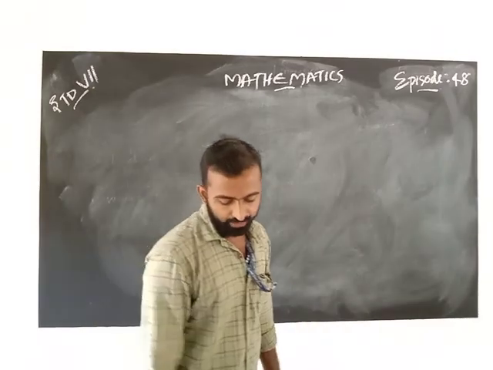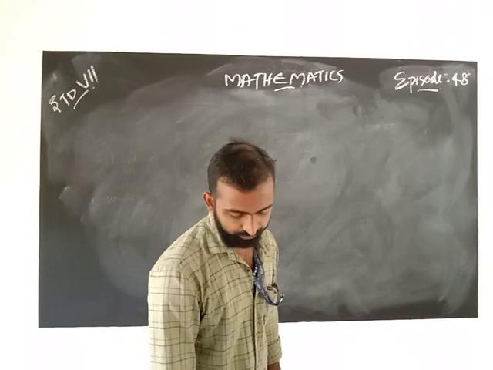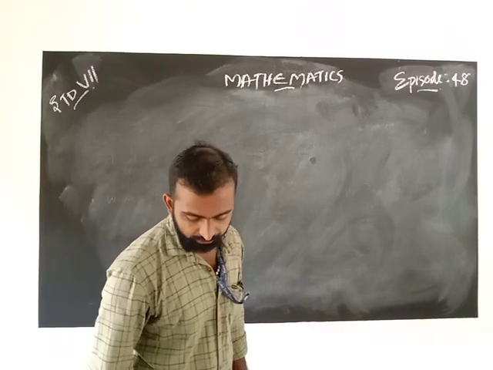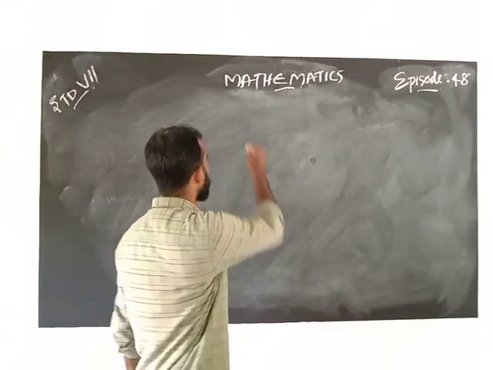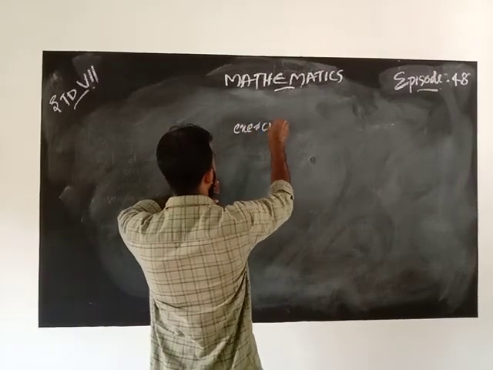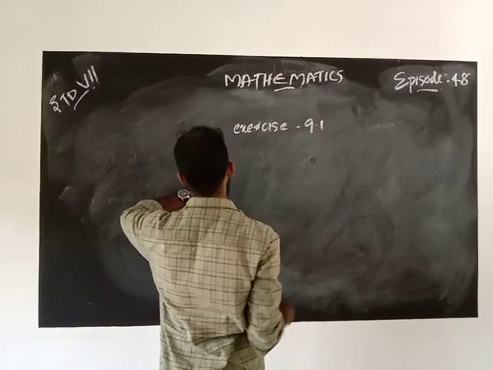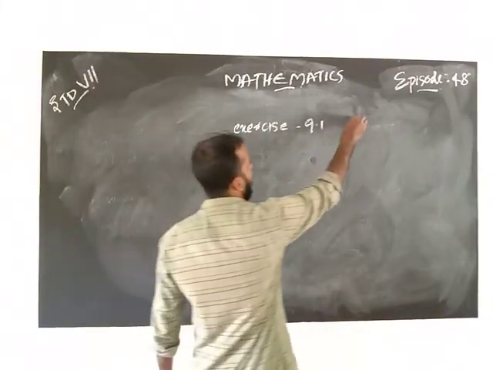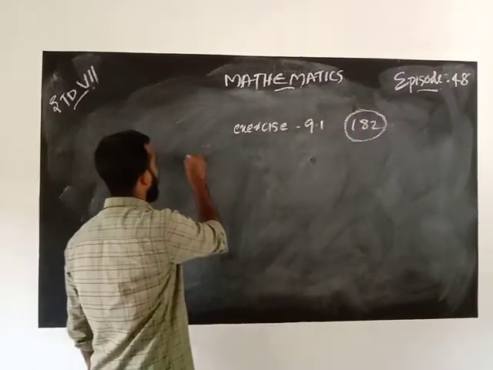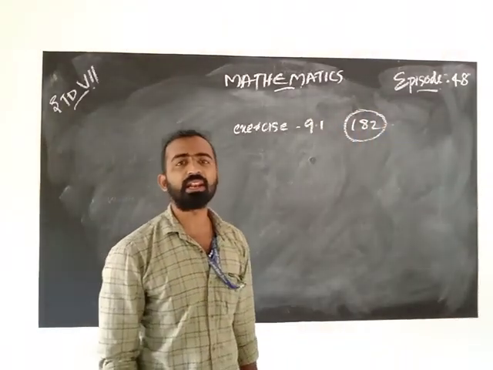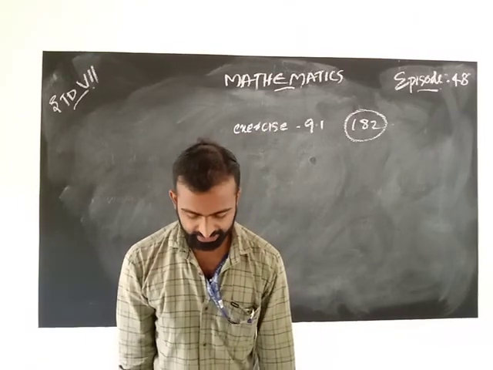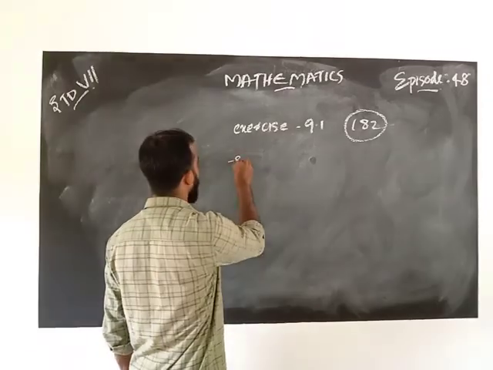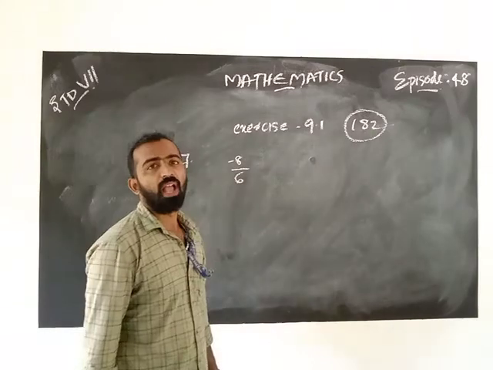Rewrite the following rational numbers in the simplest form. That is exercise 9.1, page number 182. The seventh question is to rewrite the rational numbers in the simplest form. The first one is negative 8 by 6.